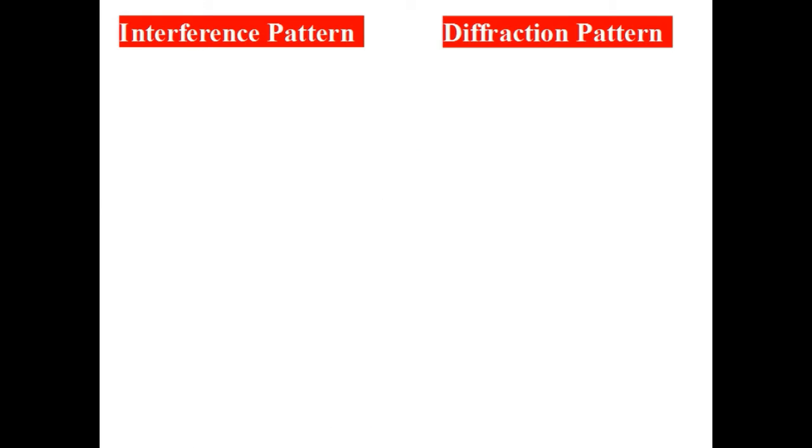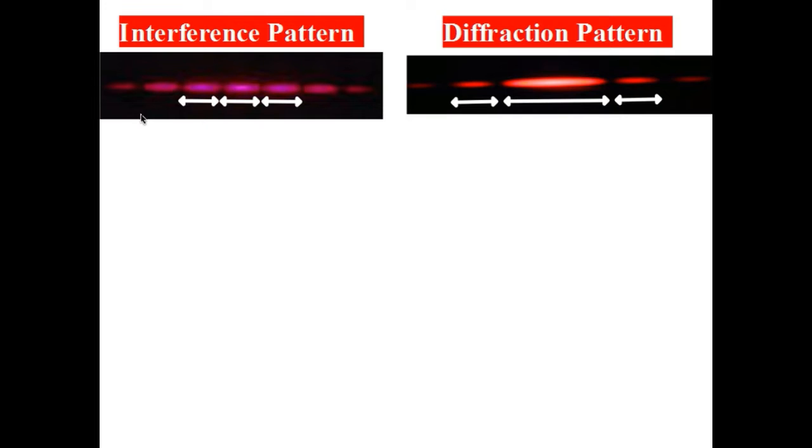Interference pattern and diffraction pattern. Here we have the central bright fringe of the diffraction pattern, which is double the other bright fringes. This is L, and this is L over 2, L over 2. While in the interference pattern, all the bright fringes are equal. So even the central bright fringe has the same width as the other bright fringes.